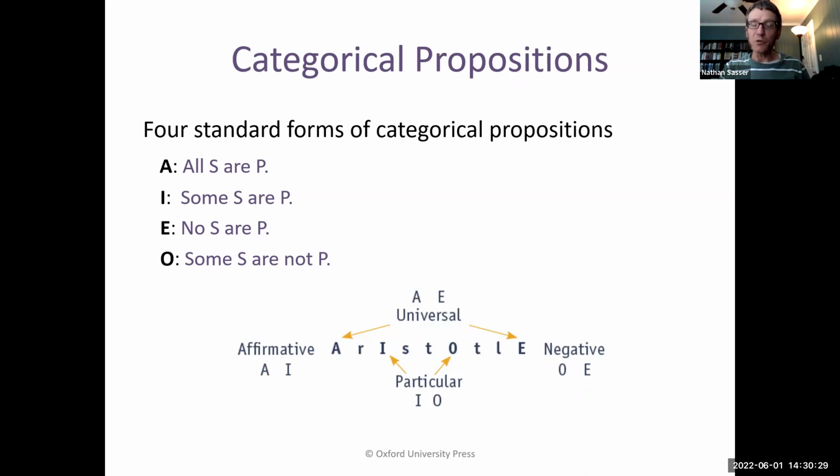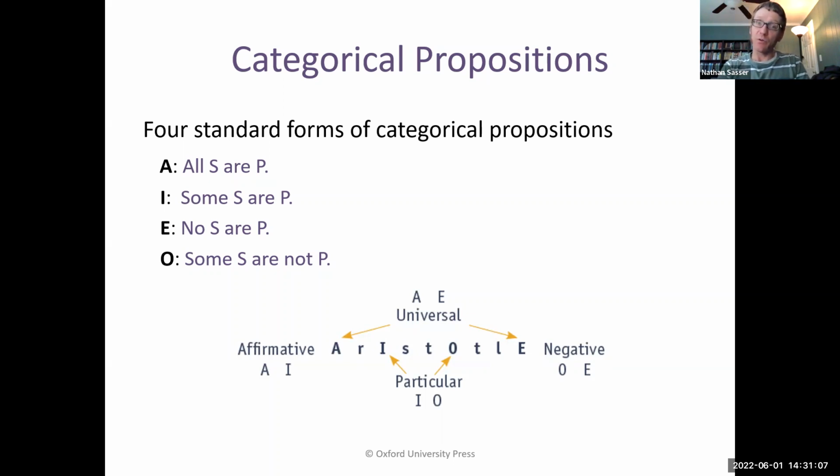Now, 2 of these standard forms are universal, the A and the E. They are both saying something about an entire class, all the members of a certain group. All of the S's are such and such. None of the S's are such and such. 2 of the standard forms are particular. They're only talking about some members of the subject group. So the I statements just say some S's are P, and O say some S's are not P.